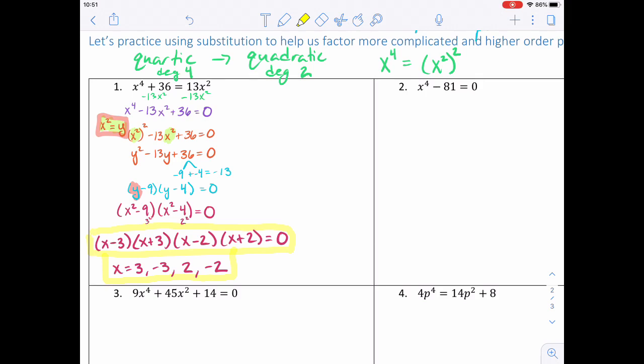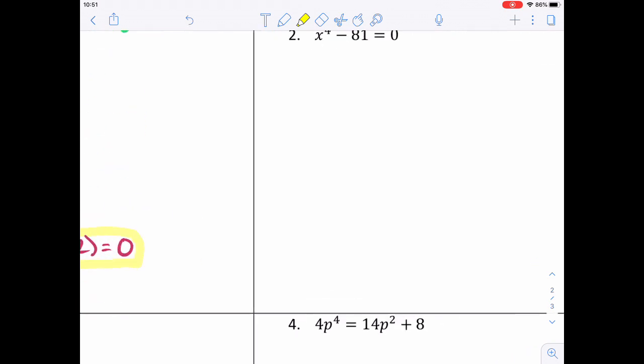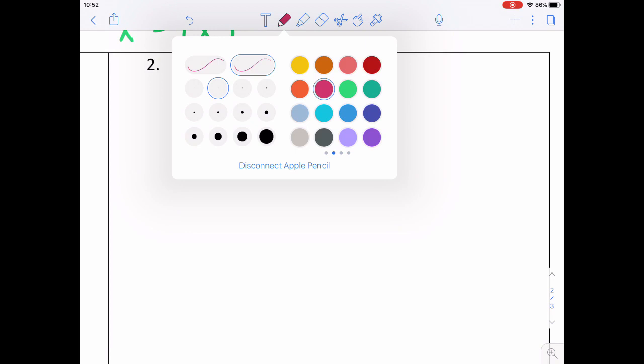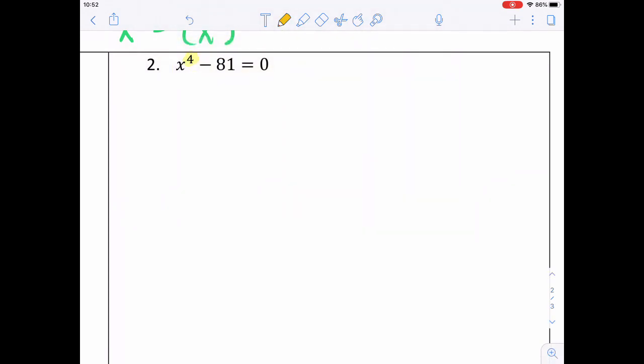So with that in mind, how many solutions do you expect we're going to get for number 2? Well, since it's degree 4, we should expect 4 solutions. That degree tells us how many solutions we should expect to get. It doesn't mean that all 4 of our solutions are going to be nice or real, it just means there are going to be 4 solutions. We're going to follow the same strategy as last time. Instead of x to the 4th, this is x squared squared minus 81 equals 0.